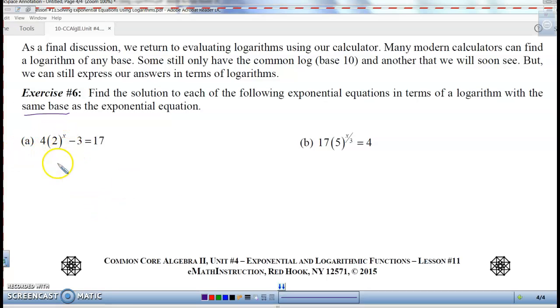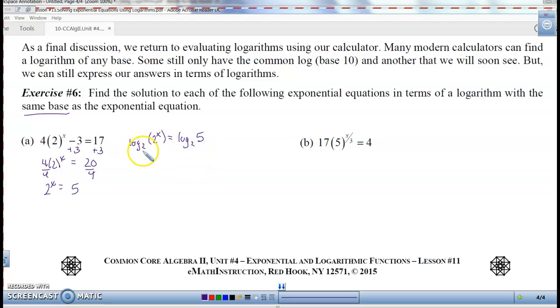So let's get the exponent by itself, just like we normally do. Add the 3. So we get 4 times 2 to the x is equal to 20. Divide by 4. And we get 2 to the x is equal to 5. Okay, now what I would probably do is just take the log of both sides. But they want us to use the same base. So instead of using the log of base 10, we're going to be using the log of base 2. So log to the base 2 of 2 to the x, oops, sorry, I forgot the x, is equal to log to the base 2 of 5.